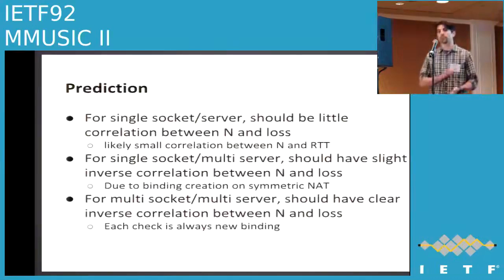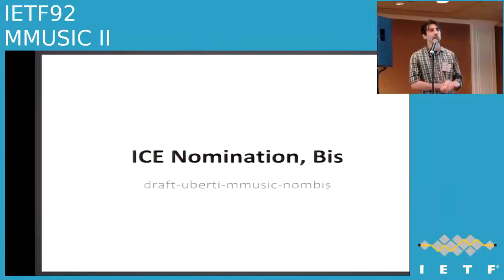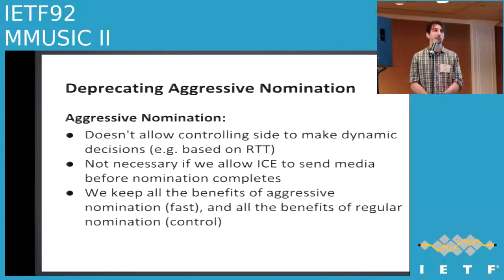Okay, so this is talking about what we should be doing in ICE-BIS and perhaps further for improving nomination procedures. As I mentioned, go to the next slide. When we have a lot of pairs to check, there's a desire to check those pairs very quickly and get media going as soon as possible. But one of the things that aggressive nomination has as a downside is that the controlling side can't make dynamic decisions. It says very explicitly that the only way you figure out your selected pair is the highest priority valid pair.